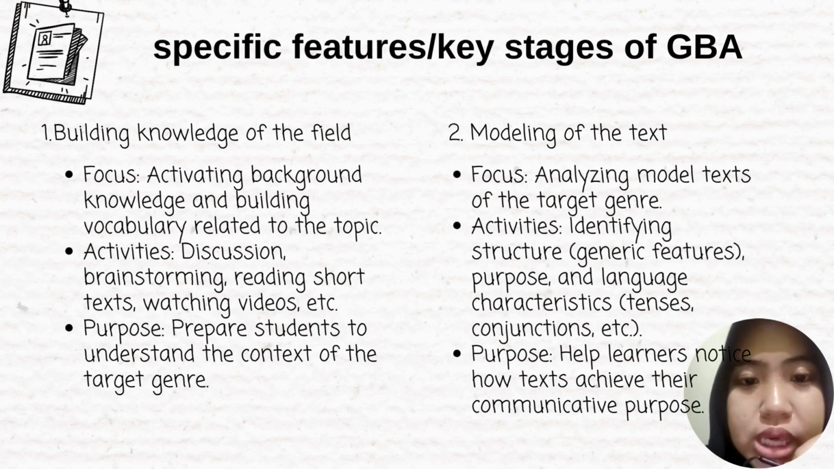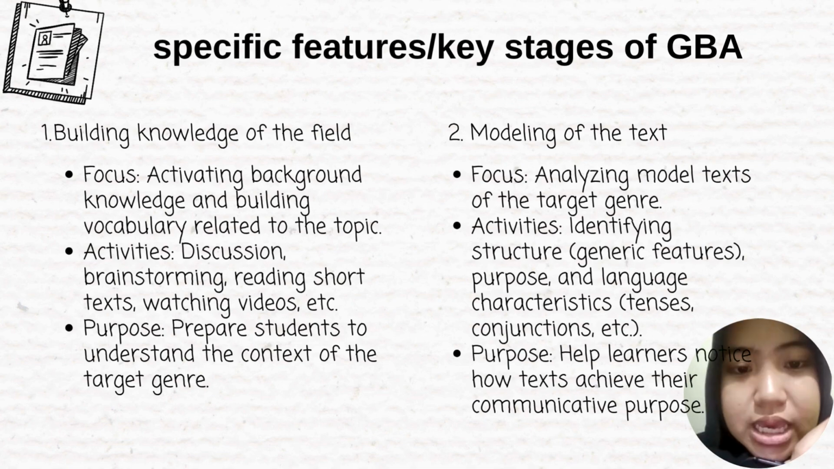Number two is modeling of the text. This focuses on analyzing model text of the target genre. The activities are identifying structures like generic features, purpose, and language characteristics such as tenses or conjunctions, and so on. And the purpose is to help learners know how texts achieve their communicative purpose.